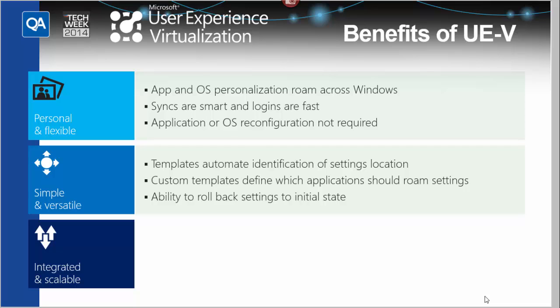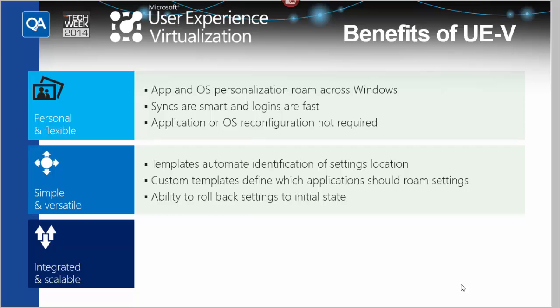It's also very simple. As I mentioned a moment ago, templates are used to identify the setting locations and file locations that we need to monitor. These templates can be stored centrally, although a number of templates do come out of the box, which include a lot of the Office applications as well as some of the built-in applications that we get with Windows. We can build our own custom templates as well. We are provided with a tool that will enable us to create our own custom templates, which will then allow us to define which settings should roam with our line of business applications.